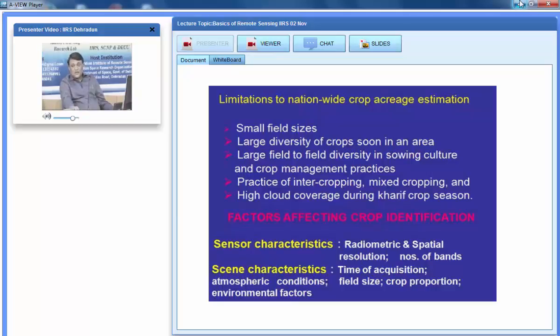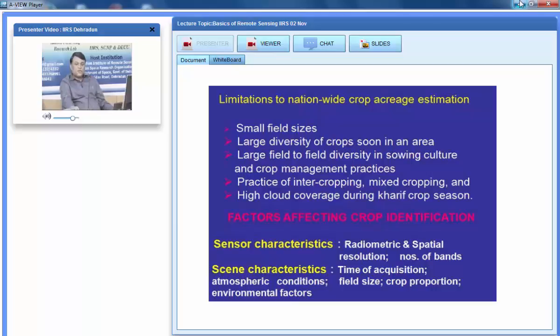The time of acquisition of the satellite image for crop acreage estimation is equally important, particularly as we have seen earlier in the example of mustard and wheat. For wheat, the ideal time for satellite data acquisition is mid February to the first week of March, where the crop reaches the anthesis stage, or you can say the maximum vegetative growth stage.